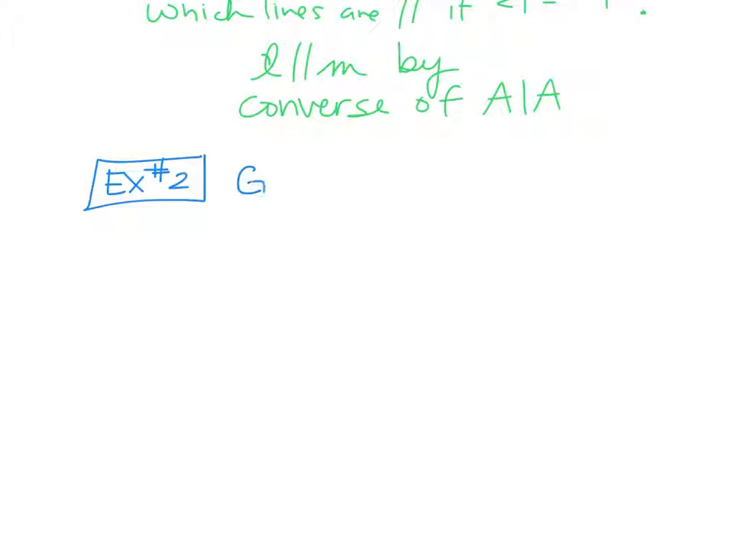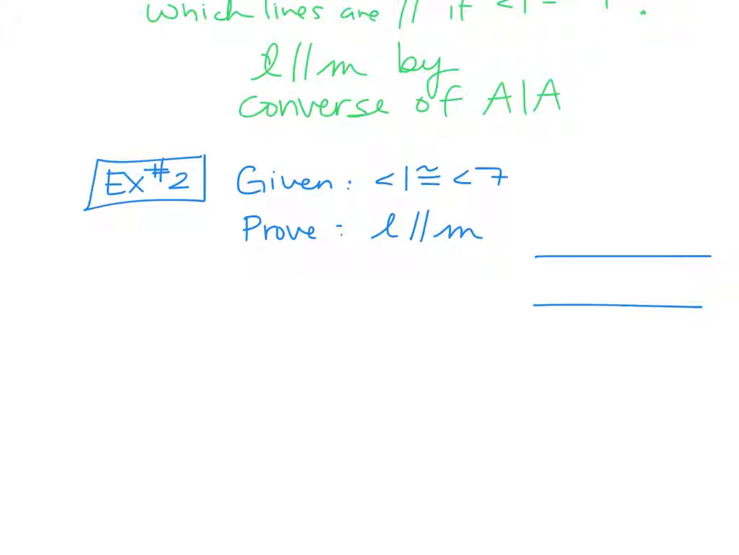All right, here it is. If you are given angle 1 is congruent to angle 7, and they ask you to prove L is parallel to M. And here is your picture.